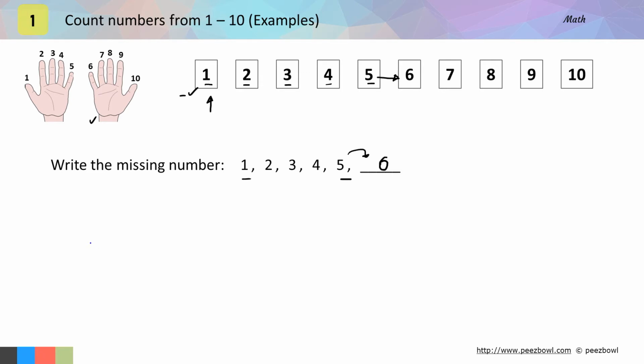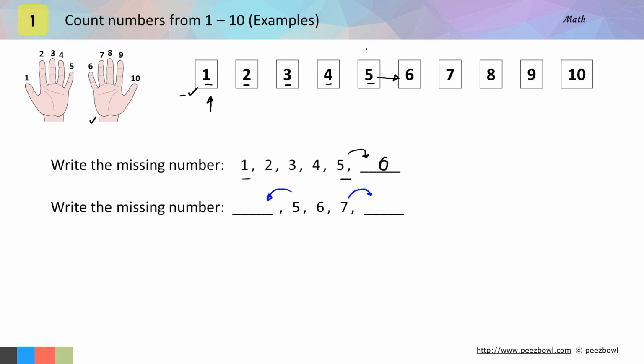Now, let us move to next example. In this example also, we need to write missing numbers. But this is little tricky. You need to write numbers which come before 5 and after 7. Let us refer the numbers here.